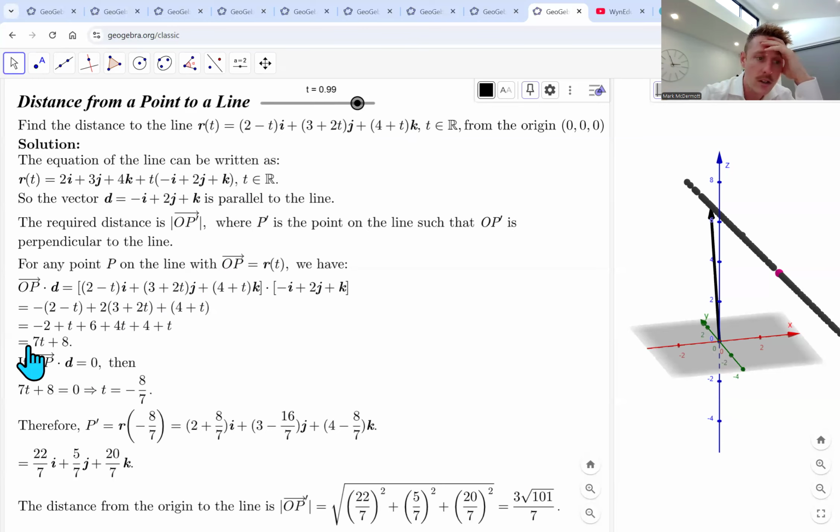It gives you this, and that gives you 7t plus 8. So you take the dot product. We need the dot product to be equal to 0. So we're setting 7t plus 8 equal to 0. So solving that for t gives you negative 8 on 7. Okay. So when t is negative 8 sevenths, we're going to take negative 8 sevenths and sub it into the vector equation.